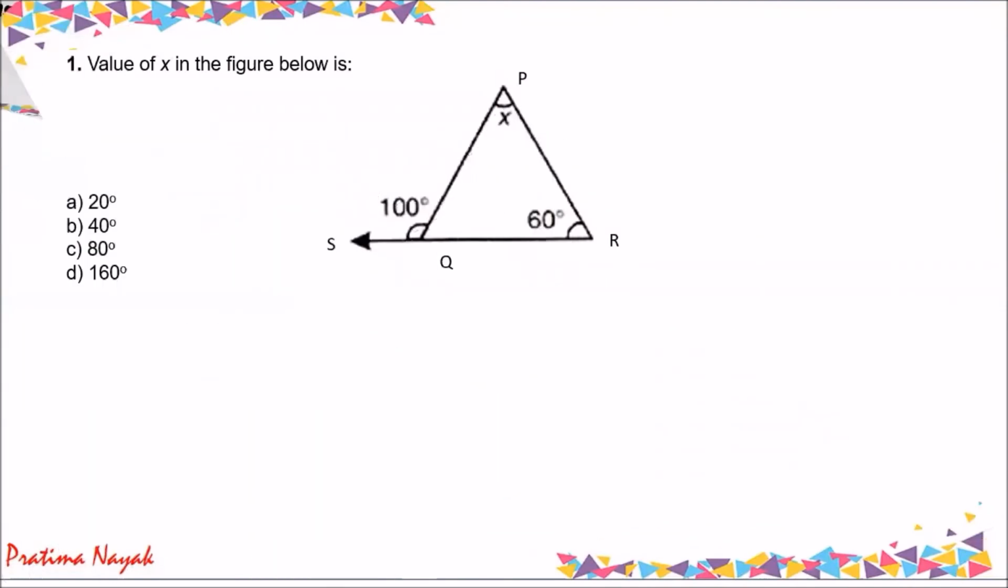Question number 1. A figure is given to us. We have to find the x given in this figure, and the options are 20 degree, 40 degree, 80 degree, 60 degree. If you see minutely, the exterior angle is given as 100 degree, one of the interior angles is 60, the other is x. So you know the concept, 60 plus x makes 100 degree. So x is equal to 100 minus 60, that will be 40 degree. So check the options, 40 degree is the answer.